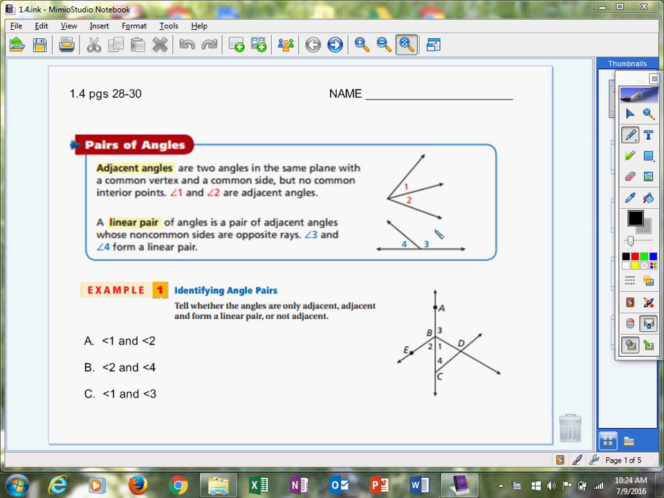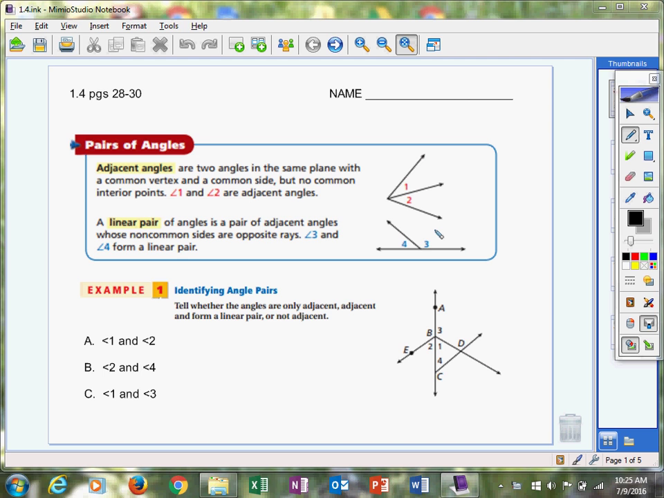Students, we're in section 1.4, and the basic topic is we're going to be talking about pairs of angles. We're going to kind of leap off of what we learned in the last section when we measured and classified angles. Now we're going to just talk about pairs of angles in this section. A couple of things I need to teach you today in this example 1, adjacent angles.